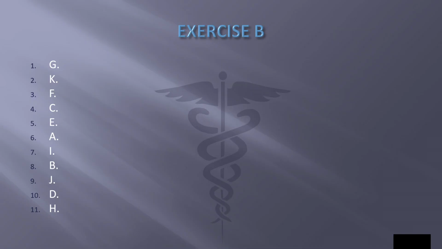Exercise B, match the term with its description. Number 1, retina is G, layer of sensitive cells, rods and cones at the back of the eye. Conjunctiva is K, thin protective membrane over the front of the eye. Pupil is F, black center of the eye through which light enters.